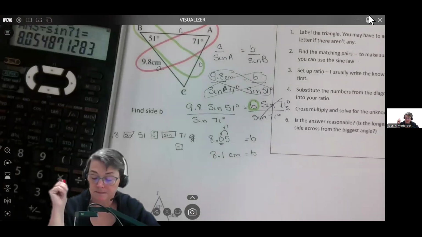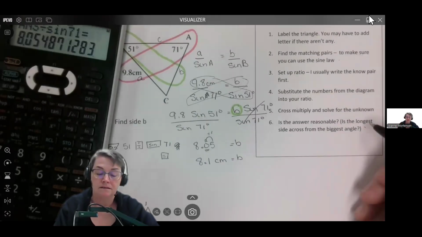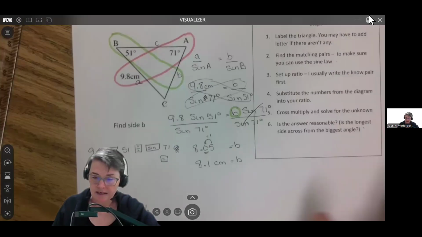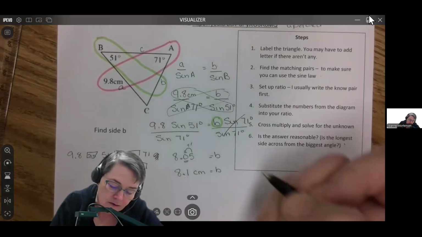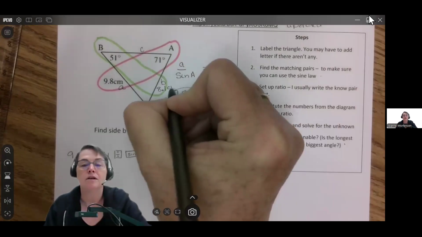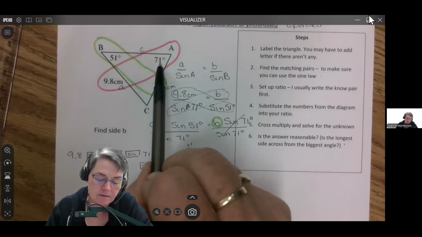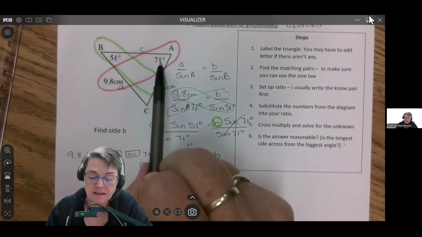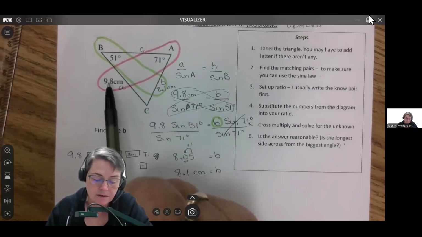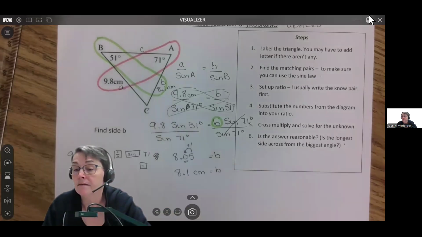Now, before we're done, let's get all back in here. Okay, is the answer reasonable? So I'm going to take my answer. I'm going to put 8.1 centimeters there. It just helps me focus. Now, if I look at these two angles, 71 and 51, 71 is bigger, which means when I look at the sides opposite, the one across from 71, which is 9.8, should be bigger than this one. So I know my answer is probably okay.